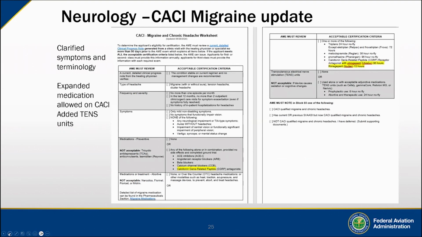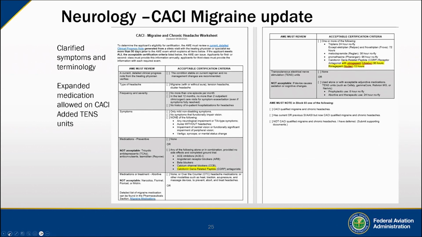What we have done in the CACI worksheet, and some of the areas are highlighted in yellow here, in addition with Dr. Vicky Q, is expand some of the medications allowed. Under the preventive medications, in addition to the antihypertensive medicines, we have put down the CGRP agents that are used as preventive medication. We'll talk about that more in a little bit as well. And also under the acute treatment, we've put some of them down as well. And then the no-fly period that would need to be observed after one of those is in place.